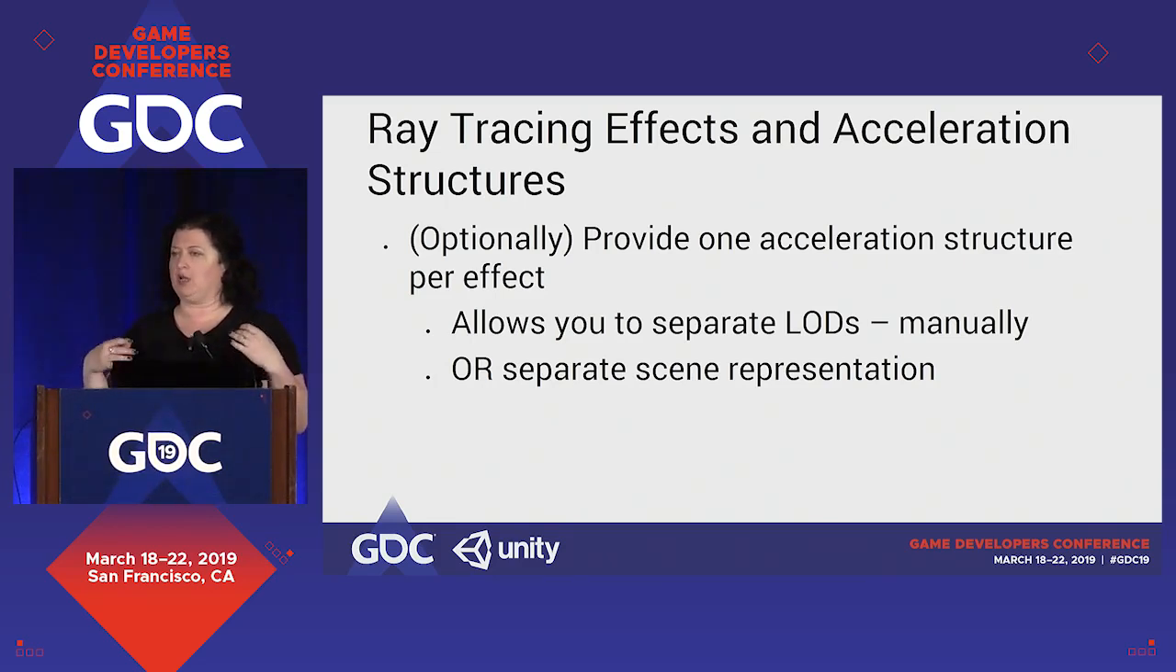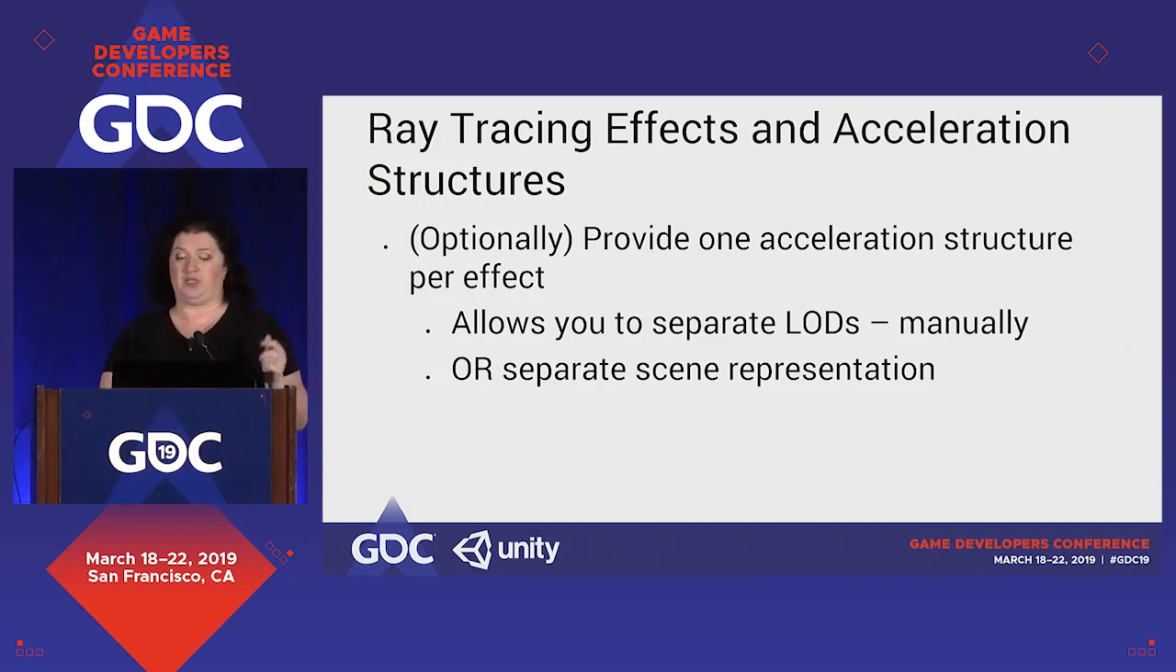And so you can use it to drive completely different geometry. So for GI, we're using proxies. For reflection, you might want to use a higher fidelity pass. It allows us to separate LODs. It allows us to separate scene representation. And we give this flexibility both on the effect and on the specific.